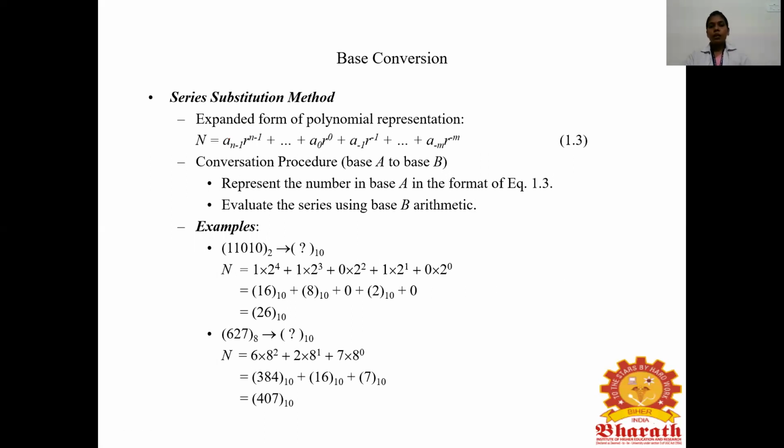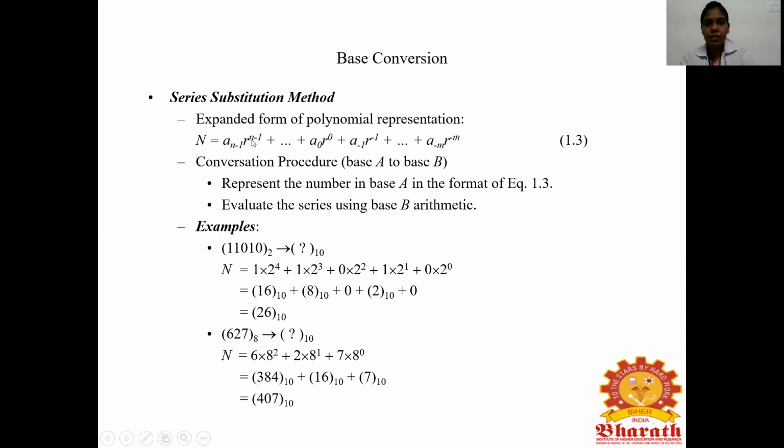So this is what the binary digits, the conversions, and then the arithmetic operations are. Now we are going to see the base conversions, from one base to the other base. So we have the series substitution method. We have a polynomial representation. N is the number. So here we have a to the base n minus 1 into r.